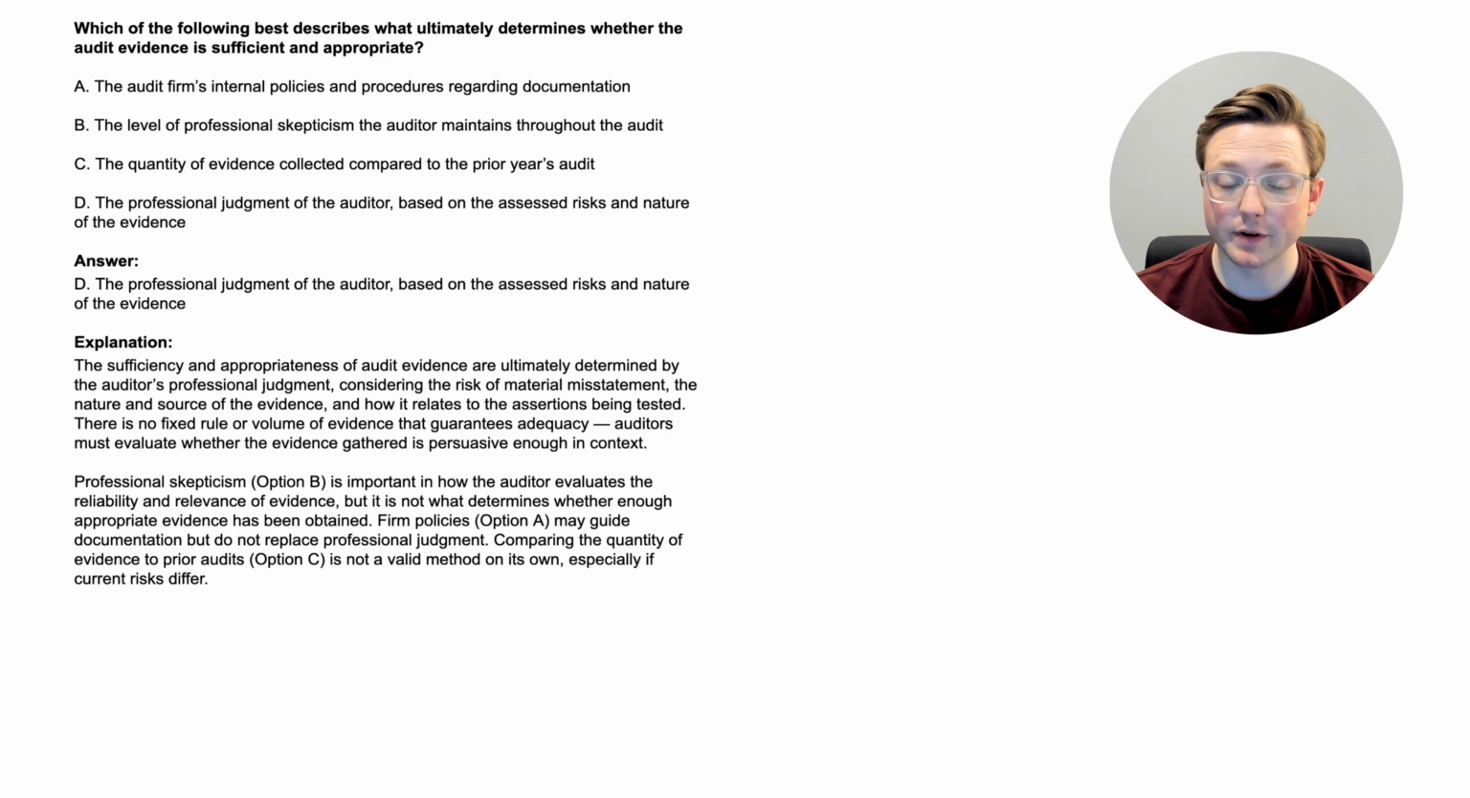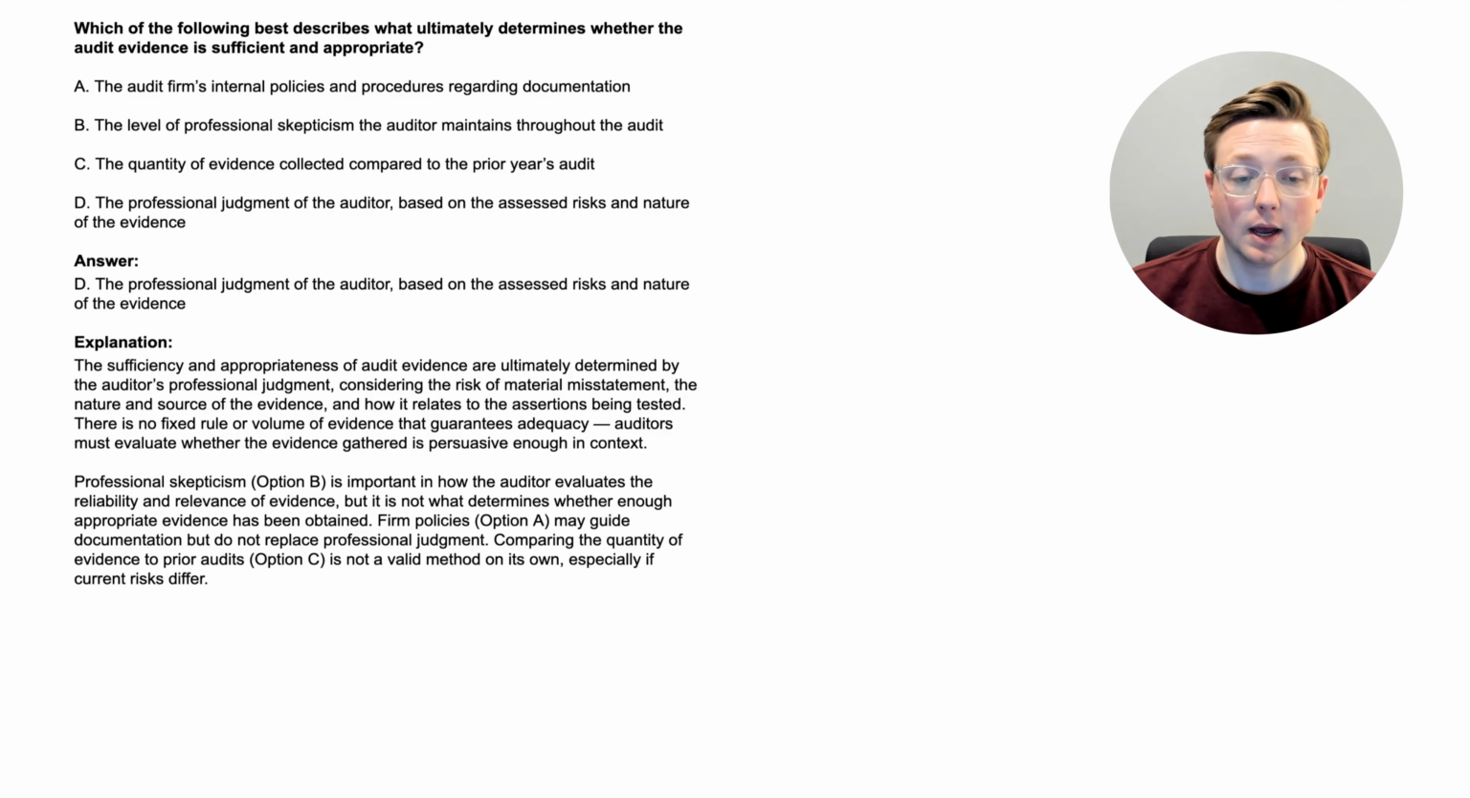The answer is D, the professional judgment of the auditor based on the assessed risks and nature of the evidence. So this is kind of like the crux of everything that we've been talking about. We've been talking about reliability, relevance, authenticity, all these different things. But in the end, what's the most important thing for determining the sufficiency and appropriateness of the evidence? It's the professional judgment of the auditor.